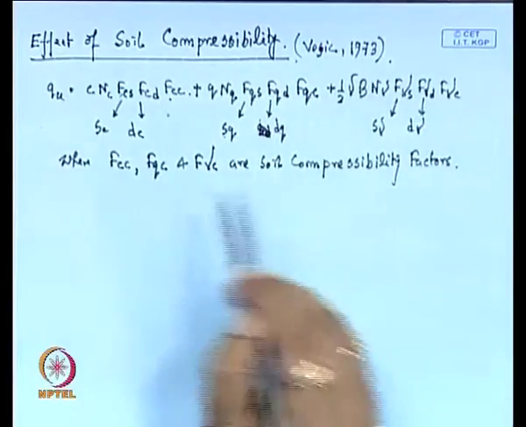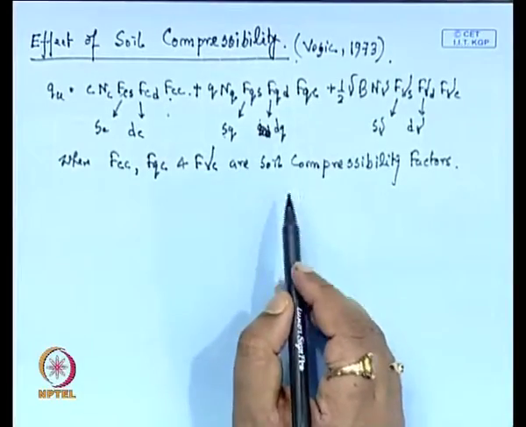These shape factor and depth factors we can determine by using the tables that I have already shown. From there we can get this shape factor and depth factor, but now the new term, these compressibility factors, those values we have to calculate to incorporate the effect of compressibility in the bearing capacity analysis.